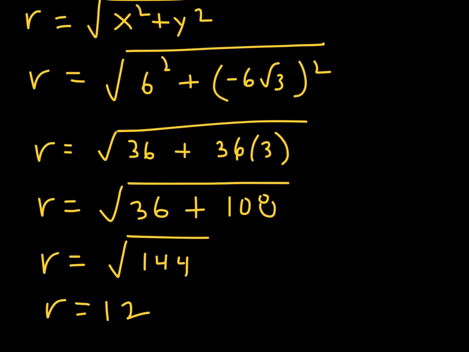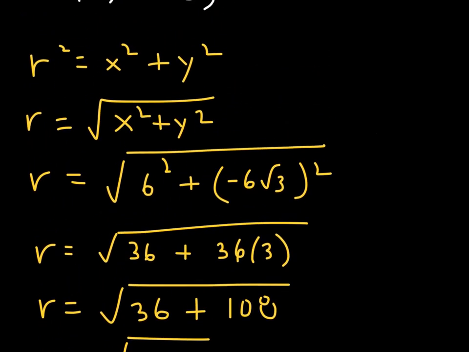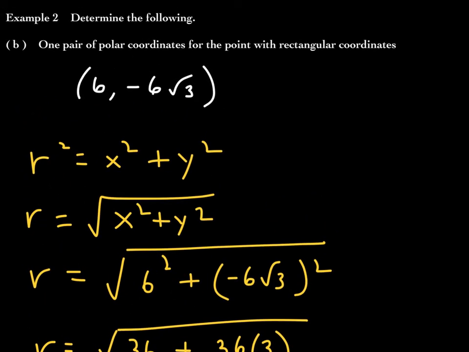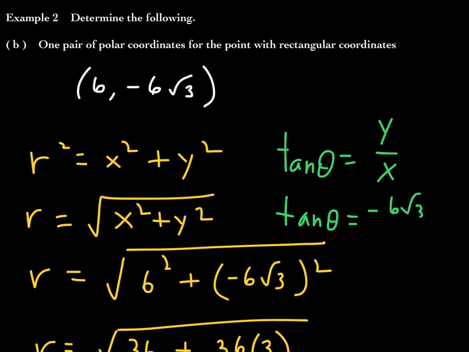Now remember that, as far as theta is concerned, let me come back up here. So r is 12. Let's not forget that, okay, everybody? Now theta must satisfy the following. Tangent of theta must be equal to y over x, as long as x is not 0. So in this case, your y value is negative 6 root 3, and your x value is 6. So then tangent of theta would be equal to negative root 3.